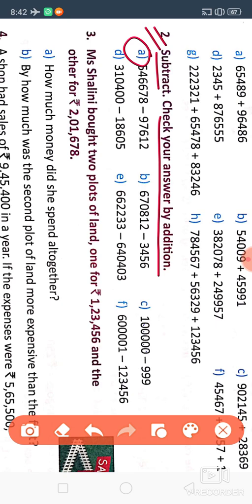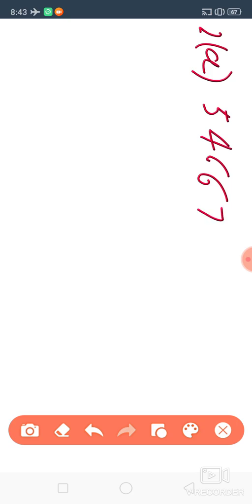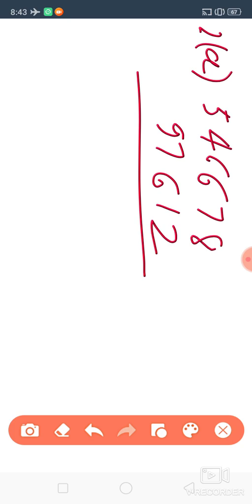This is given: 546678 minus 97612. We have to subtract these two, and after that, by addition, we have to check whether we have done it correctly or not. Okay. So what is given? Question number 2A. What is given here? 54, then 6678. And how much do you have to subtract? 97,612. Okay, we have to subtract this part.